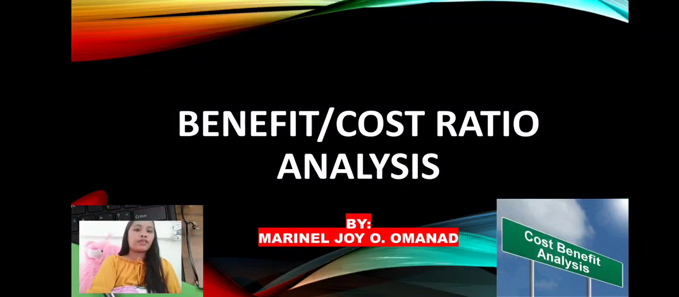Hi, good day everyone. I'm MJ and I'm going to tackle the benefit cost ratio analysis, which is the seventh method used in the selection of alternatives. So, what is benefit cost ratio analysis?